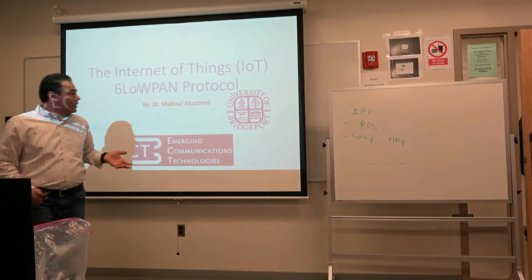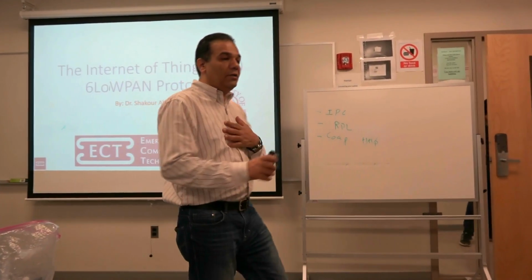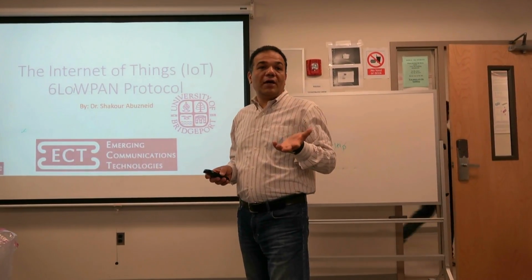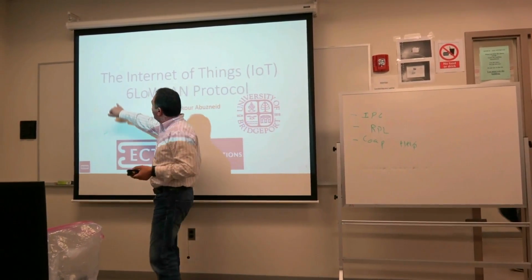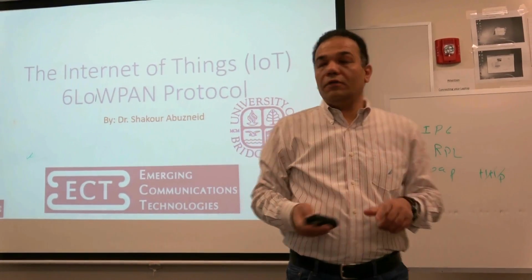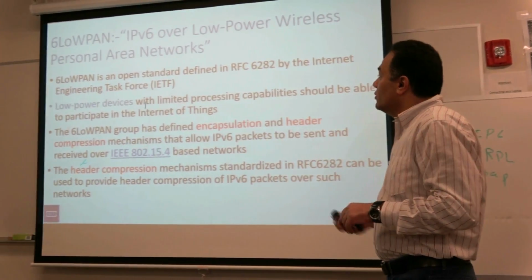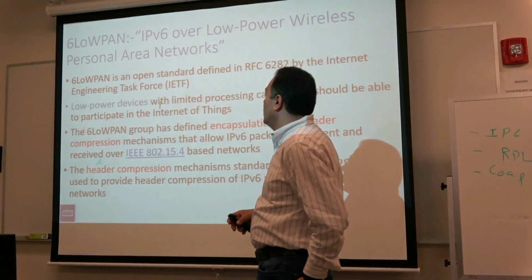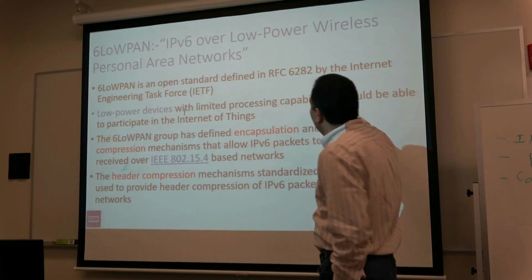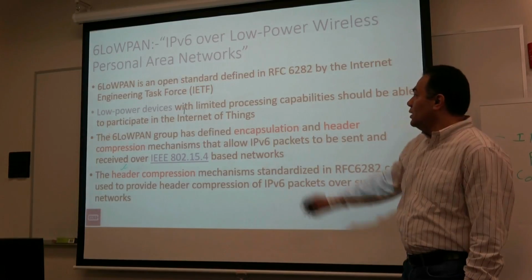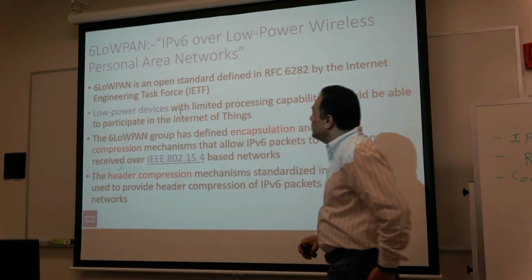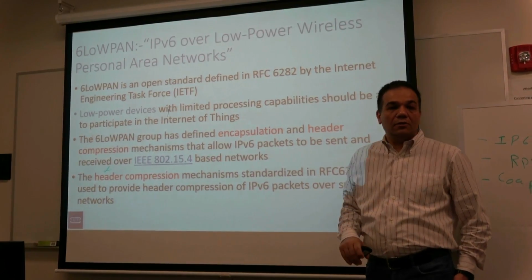So we'll talk today. Last time we spoke about IPv6. To understand the 6LoWPAN protocol, all right, you have to understand IPv6 because there is an IP word in here. We're talking about IPv6 again, but it's designed for these devices. So 6LoWPAN is an open standard defined by IETF. Okay, it's used for low power devices with limited processing capabilities, like IoT devices.